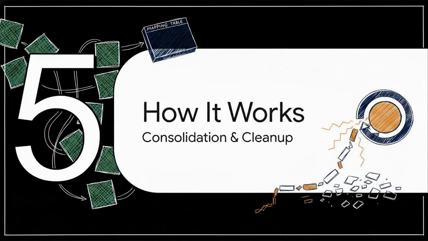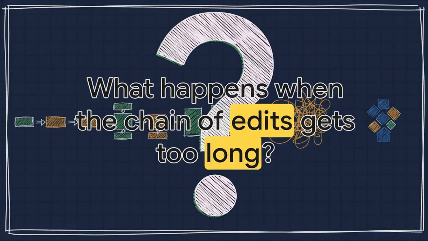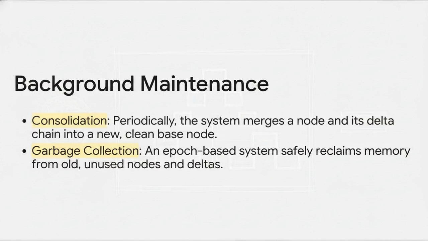All right, so we've got these chains of edits growing and this cool mapping table that lets everything move around. But you have to be wondering, what happens when that chain of sticky notes gets ridiculously long? The system's got to have a way to tidy up, right? You're absolutely right. If you just let those deltas pile up forever, performance is going to tank eventually. Imagine having to read through 100 sticky notes just to find the current piece of info. No good.